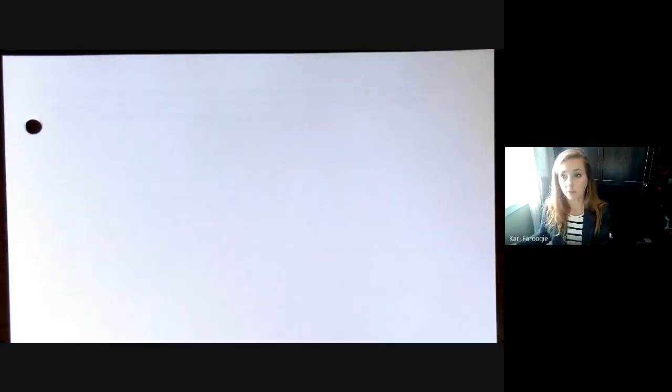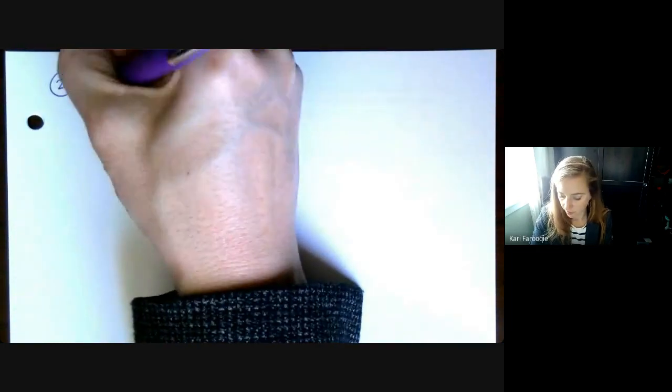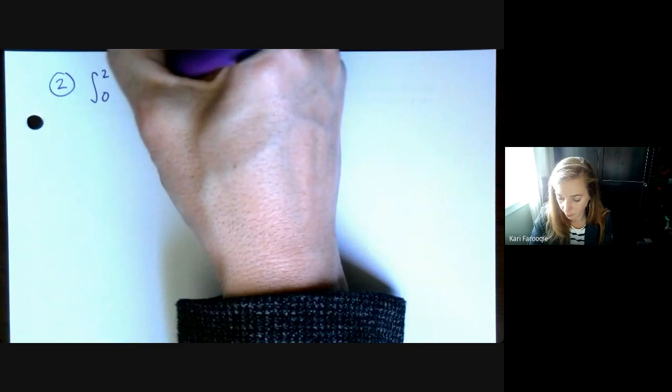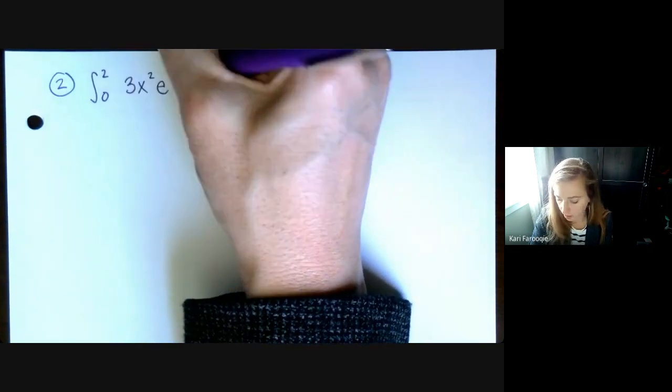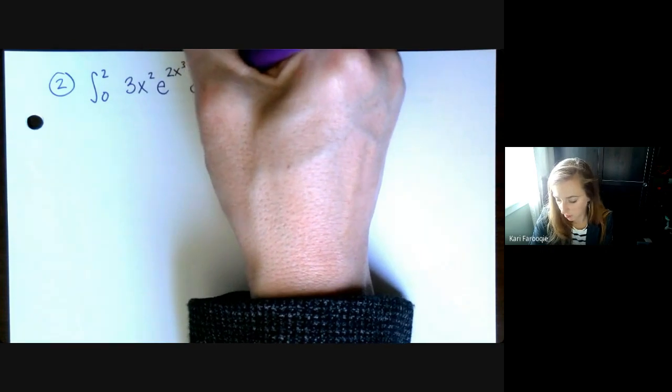Number 2. This is the integral from 0 to 2 of 3x squared e to the 2x cubed dx.